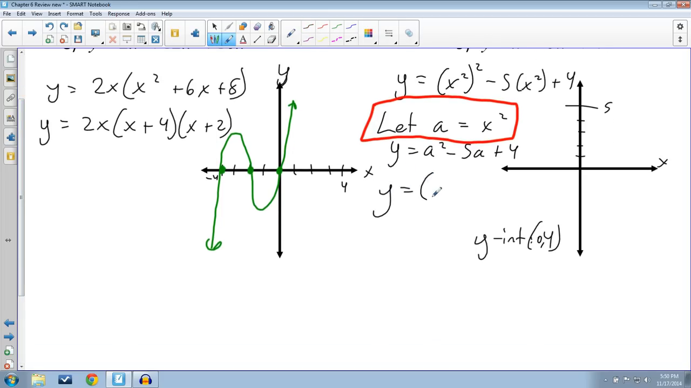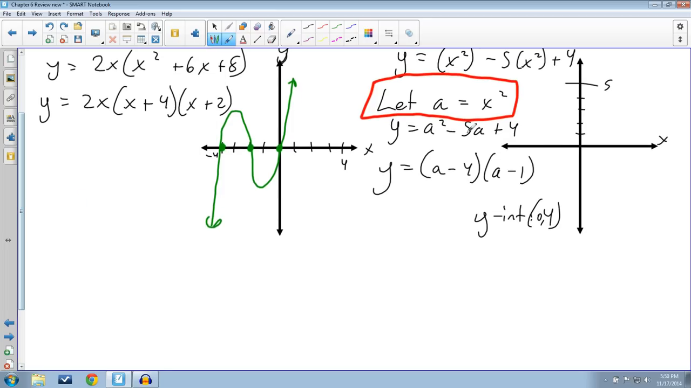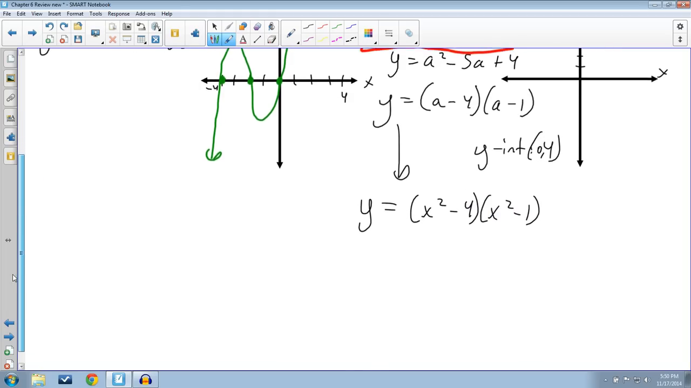Okay, how does this factor? That's y equals a minus 4 times a minus 1. Okay. And now the thing is, our guys weren't a's; they were x squared. So we got to bring that x squared back. It was just there to help us figure out how to factor that.